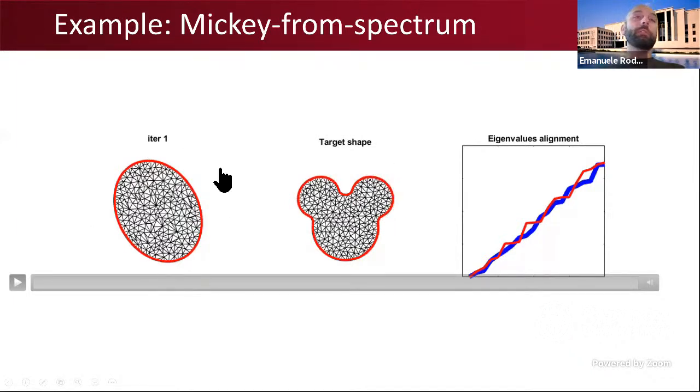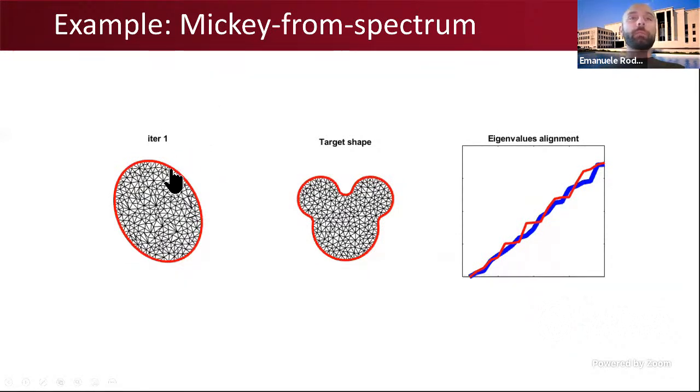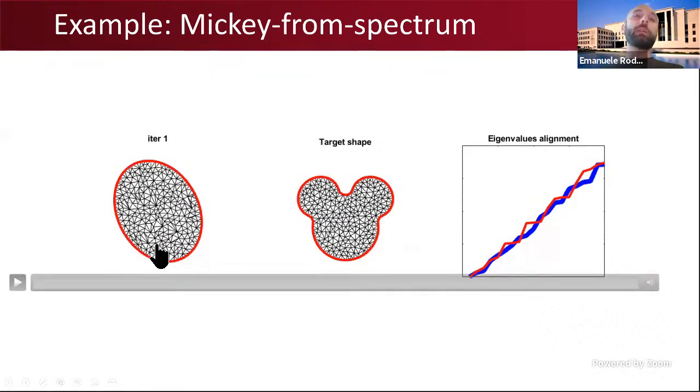Now we start from some shape, say a circular shape, and the optimization process deforms the shape continuously in a way that aligns the eigenvalues with the blue ones. Okay? So I'm going to play the video for you. You should keep an eye on the shape that deforms and keep an eye on the red eigenvalues, which should align to the blue ones.